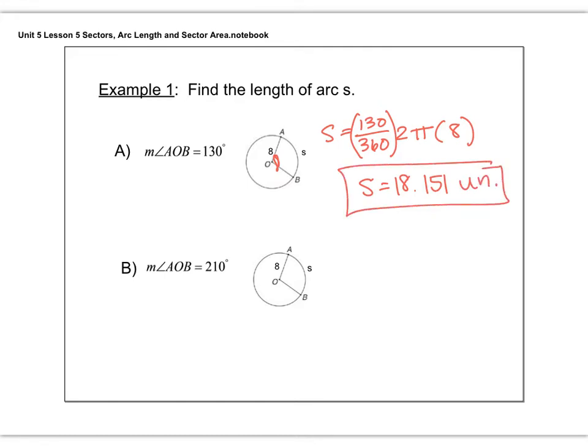Why don't you take a minute and see if you can do part B. If you did part B correctly, you should have done 210 divided by 360 times 2 times pi times 8. And when you type that in, you should get 29.322 units.